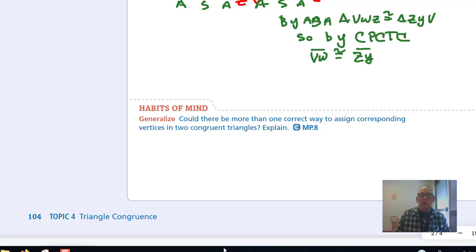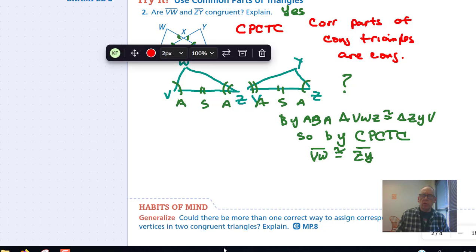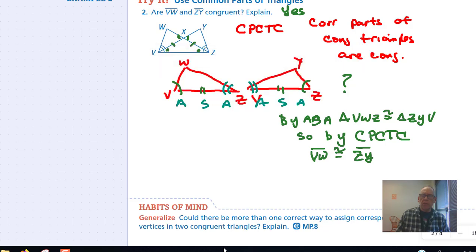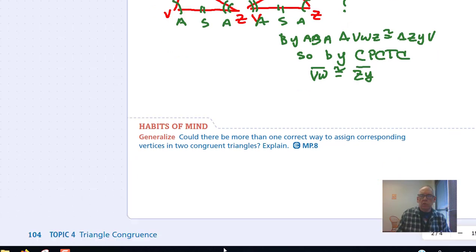And there may be more than one correct way to assign corresponding vertices. The order matters when you're naming congruents. That's the only thing I could think of that would kind of go with this. Like if I wanted to start out naming this triangle starting with W, I would have to start the right-hand one with Y. So if I went WZV, I would have to do YZV or YVZ in the other triangle. So you need to have a matching mirror image type way that you name the congruents.